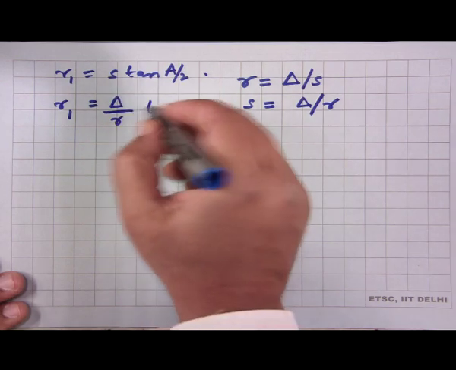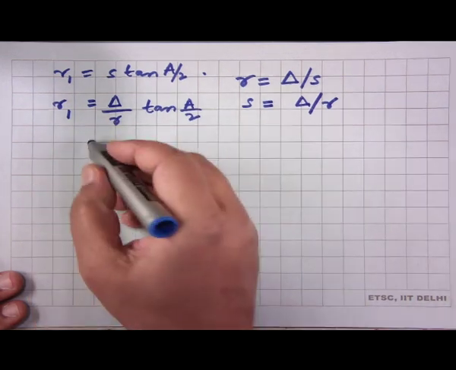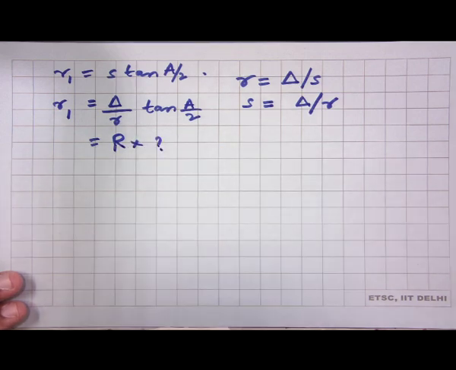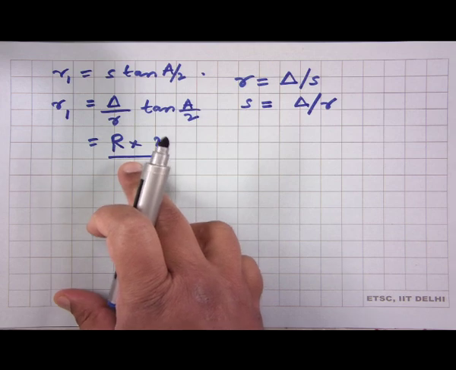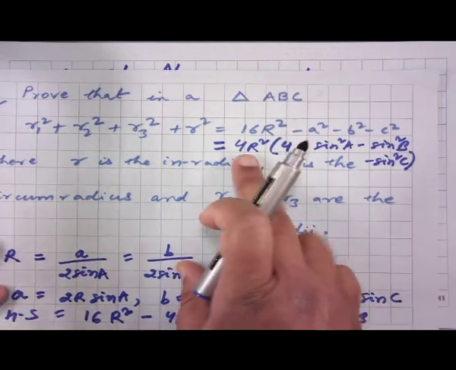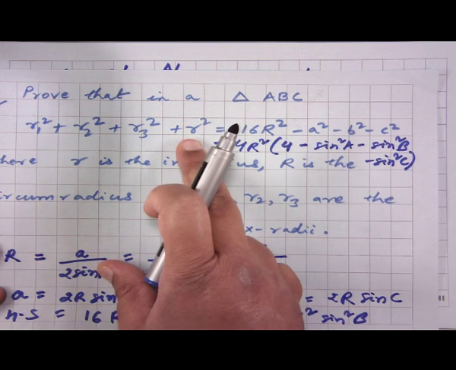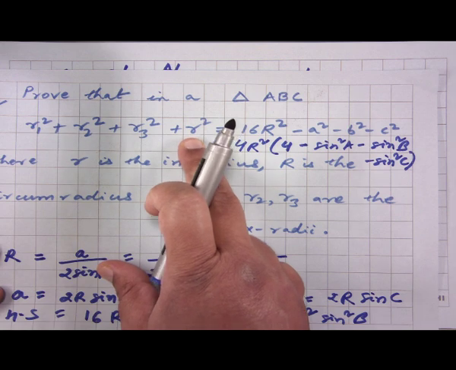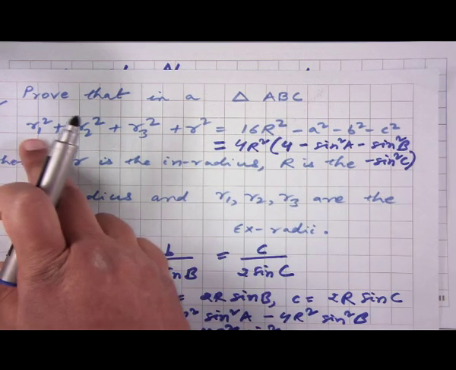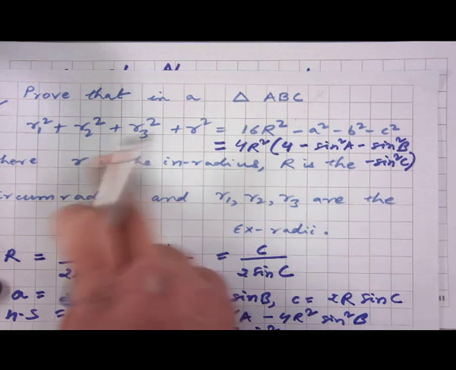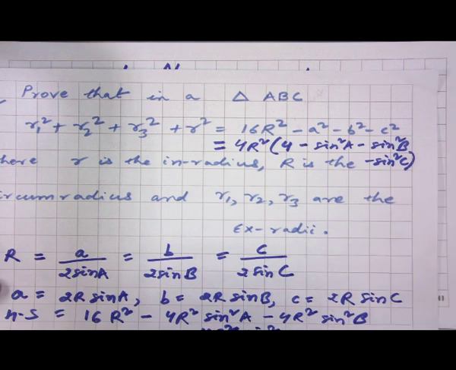what we get is R1 is equal to delta upon r into tan A by 2. But remember, we have to get this to be equal to the circumradius times something, and the reason why we want it to be like that is because we already know that we got the right hand side to be r square times something, and we already saw that the square of the inradius can be written as 16R square times the product of the squares of the sine of the half angles. So, we expect to also have an R square in each of these three terms here, so that we can then cancel R square from both the sides, and what we will be left with is only trigonometric functions.